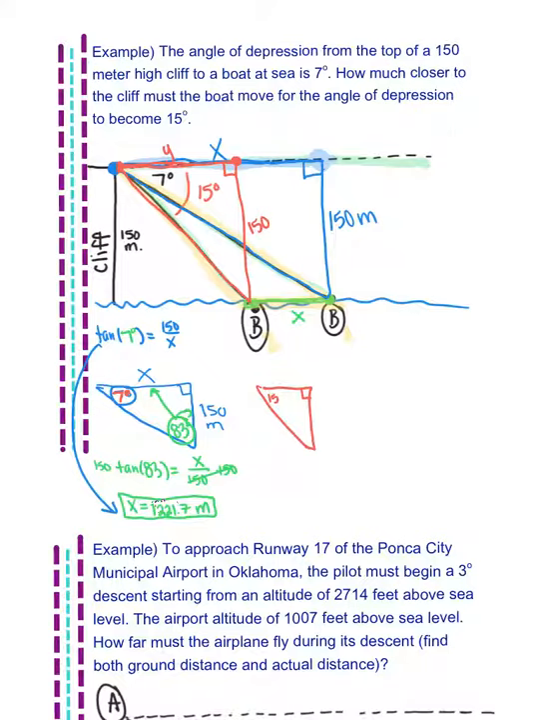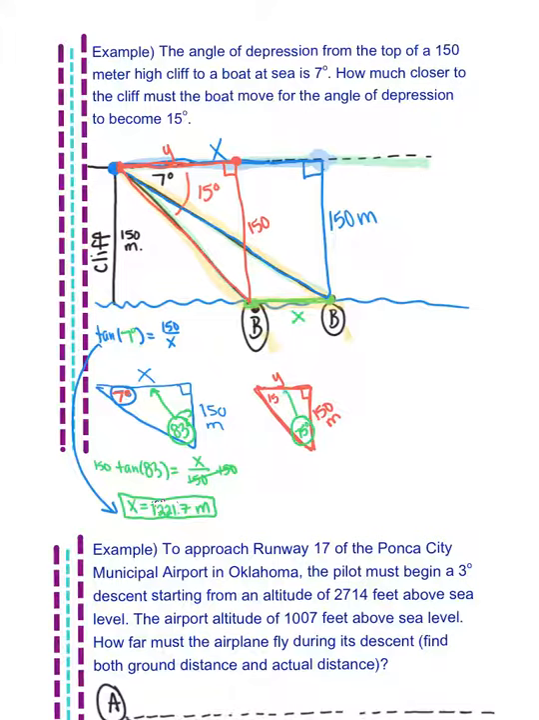So now, with my red triangle, I got 15 degrees. I know this vertical distance is still 150 meters. And now I called this y, just because it's a different distance. It should be shorter because the boat's moving closer to the cliff. See, again, you have options. You can use the 15, or you can take 90 minus 15, and you can use 75 right down here. I think I'm going to use this. Again, it just makes the algebra a little easier.